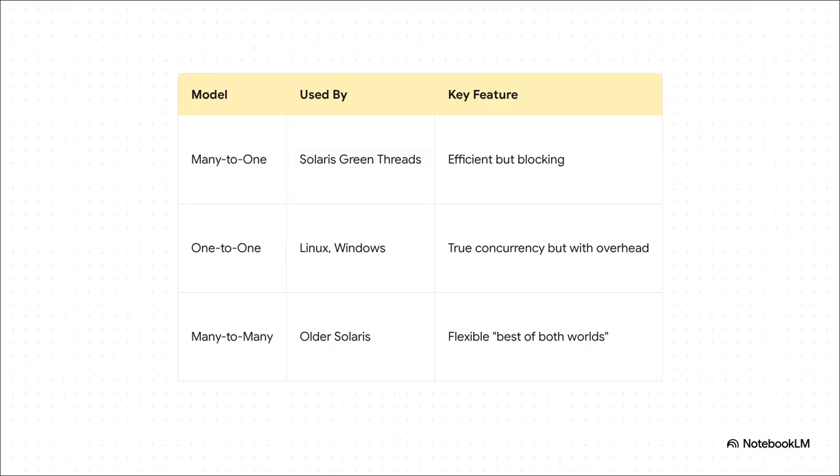Well, while some early systems played around with the many-to-one and many-to-many models, today's heavyweights like Linux and Windows have pretty much all settled on the one-to-one model. So why is that? It's because our computers have gotten so much more powerful, with multiple cores. That overhead we talked about just isn't as big a deal anymore. The guarantee of true, unblocked performance is just too good to pass up.